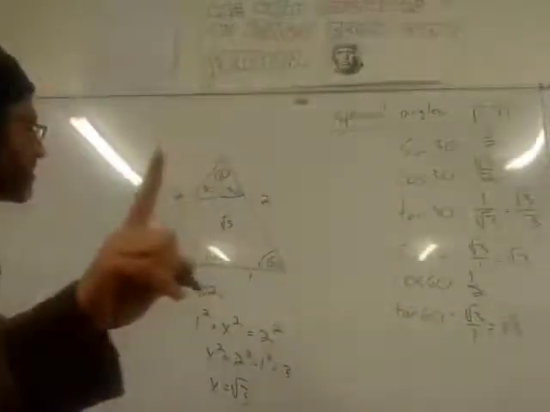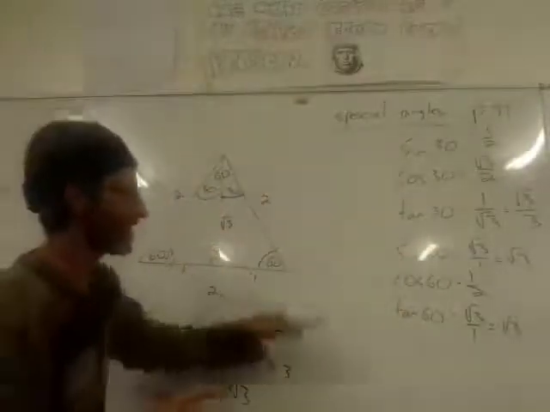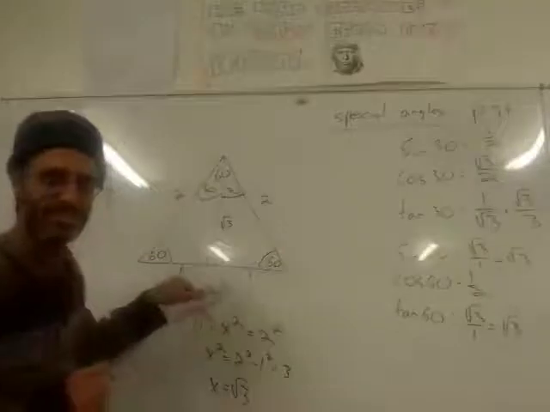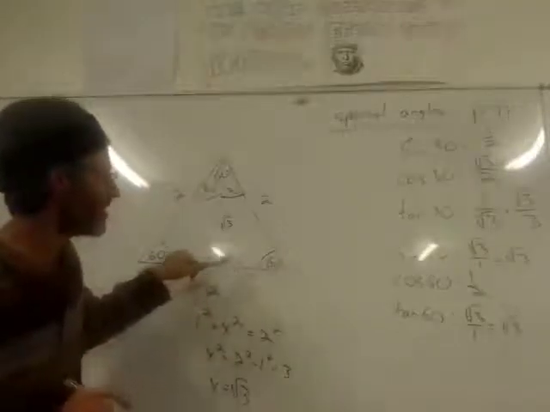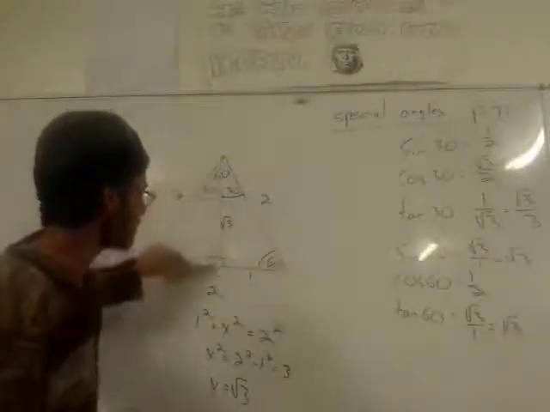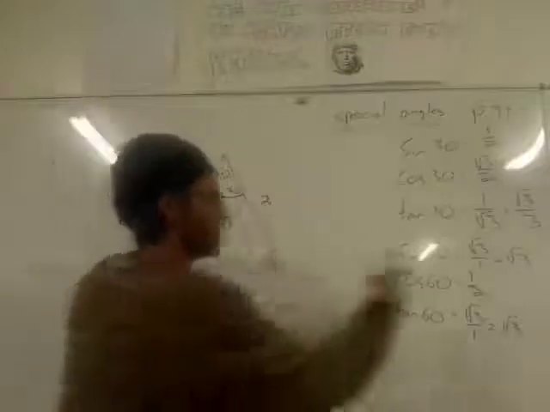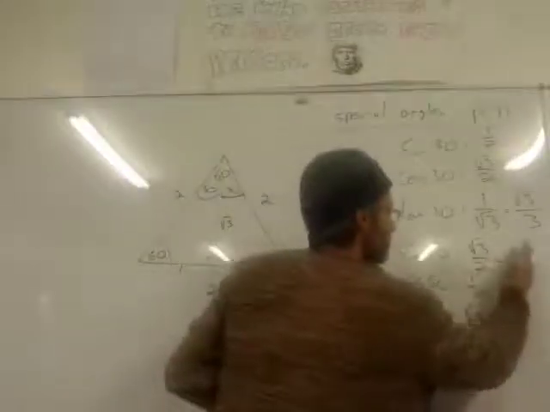I just realized I made a mistake here. Sorry, guys. Okay, that can't be the same. Sine 60, I made a little mistake in sine 60. Sine 60 is opposite divided by hypotenuse. Okay, so it's divided by 2, not by 1.